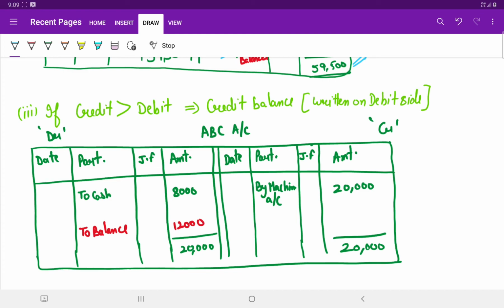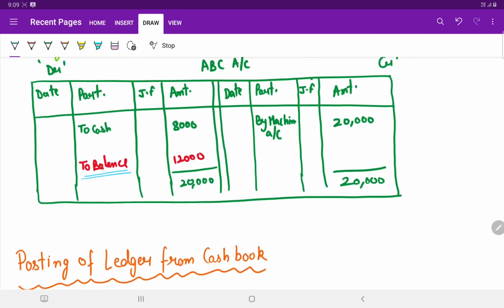So in the ABC account, by the cash it is debited for rupees 8,000 and credited by the machinery account by 20,000. So a total difference of 12,000 is more on the credit side. So in order to balance that, we will have to write this credit balance entry on to the debit side. Remember, on to the debit side. So to balance 12,000, and ultimately the entries are balanced on both the sides.